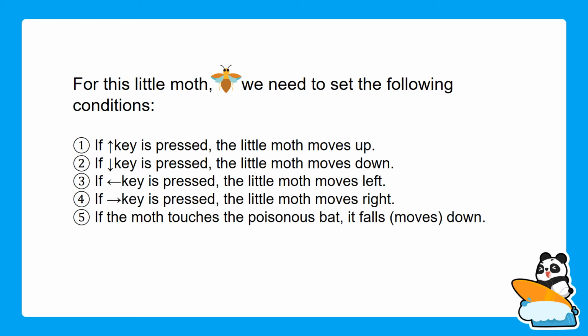For this little moth, we need to make the following judgments. If the up key is pressed, the little moth moves up. If the down arrow key is pressed, the little moth moves down. If the left arrow key is pressed, the little moth will move left. And if the right arrow key is pressed, then the little moth will move right. Finally, if the moth touches the poisonous bat, then the moth will fall down.